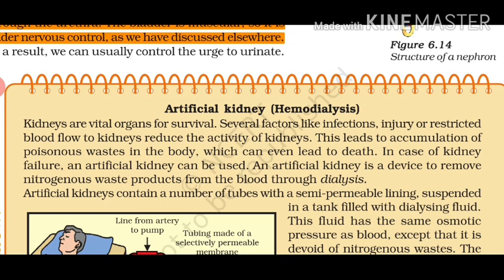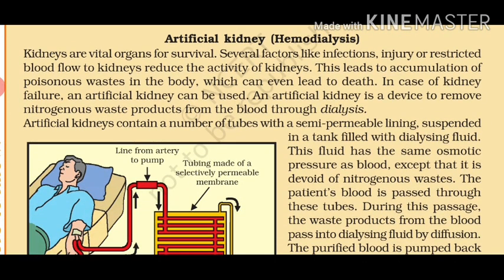Let's study it. This is known as hemodialysis, as kidneys are vital organs for survival. Whether infection, injury, or restricted blood flow to the kidneys reduce the activities of kidneys. So this leads to accumulation of poisonous waste in our body, which may even lead to death also. So in case of kidney failure, an artificial kidney can be used. Artificial kidney is a device to remove nitrogenous waste product from the blood through dialysis.